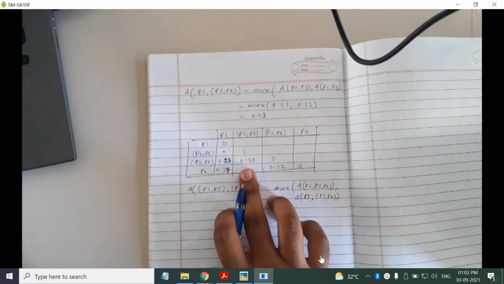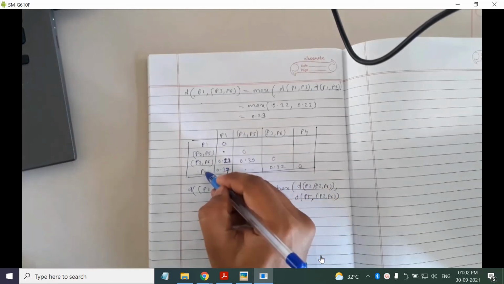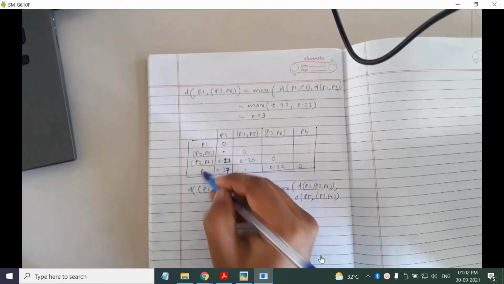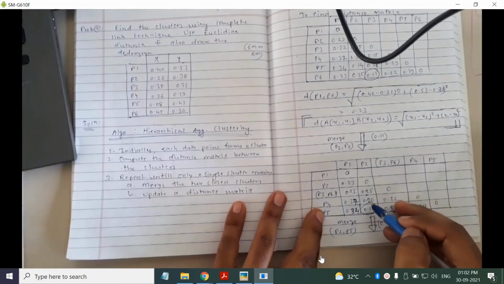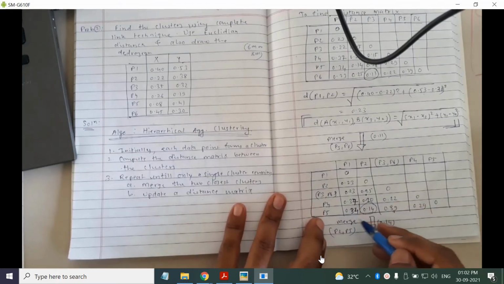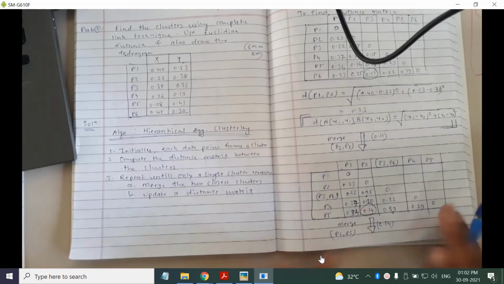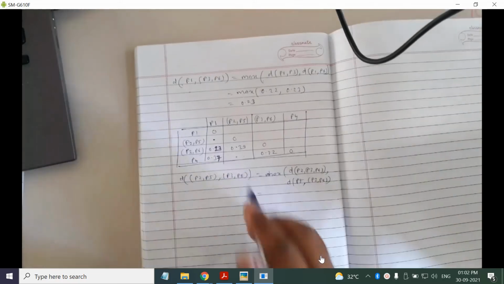This distance you have to calculate. Find out the distance between P2 P4 and P5 P4, and whichever is the maximum, you put it. P2 का P4 से 0.20 है और P4 का P5 से 0.29. So the max is 0.29. So 0.29 आएगा यहाँ पे.